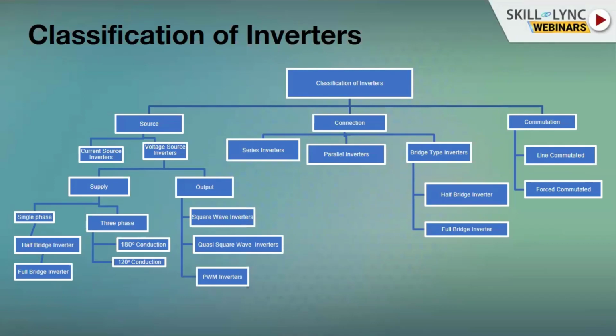As I told you, an inverter is a static device. So a switch is used for controlling the output voltage. Depending on the way the switch is getting off, inverters can be classified as line commutated inverters or forced commutated inverters. What is the meaning of line commutated inverters?